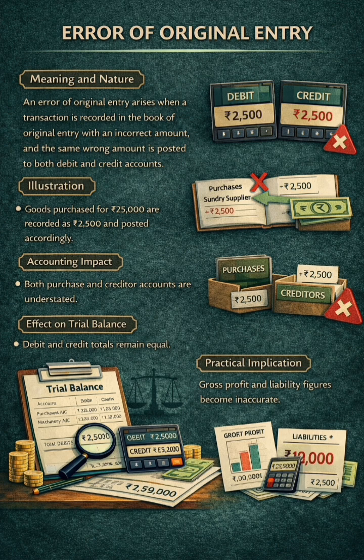Accounting impact. Both purchase and creditor accounts are understated. Effect on trial balance. Debit and credit totals remain equal. Practical implication. Gross profit and liability figures become inaccurate.